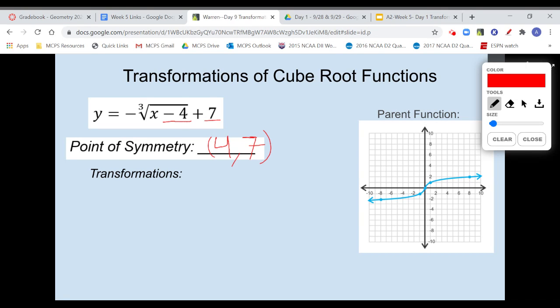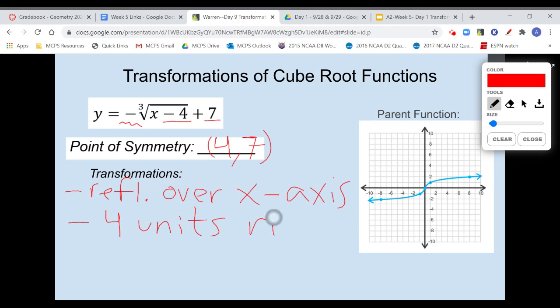And then I'm going to talk about my transformations. So I also, on top of those two things, have a negative out in front. So that tells me that I have a reflection over the x-axis. Okay. I am translating 4 units right, and I am translating 7 units up.